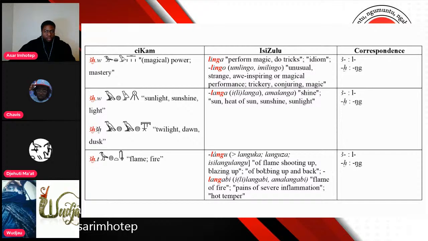I do see that if we added Medu in front of Aku, it would be Medu Nature Magic. I'm sorry. Hey, it's right here. Magical power, mastery.